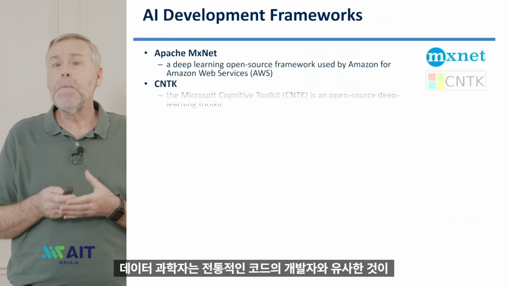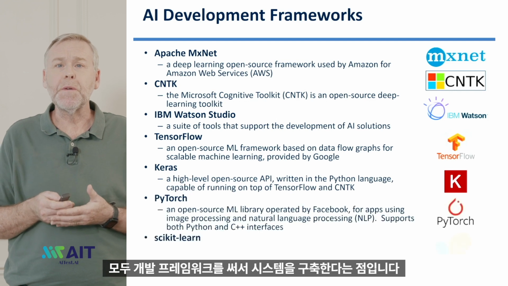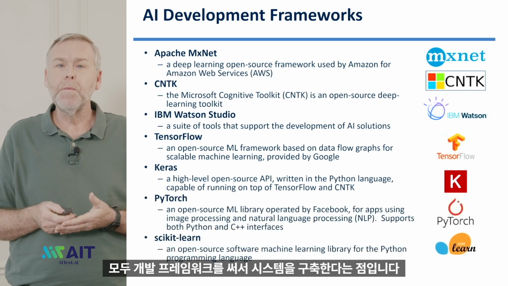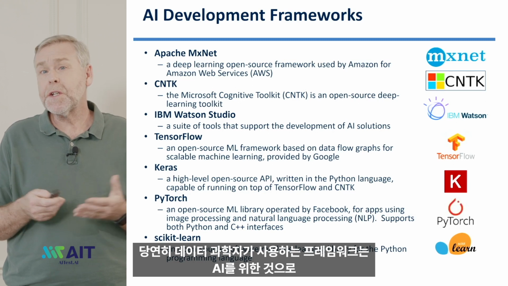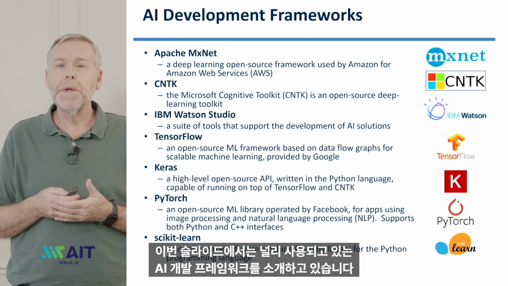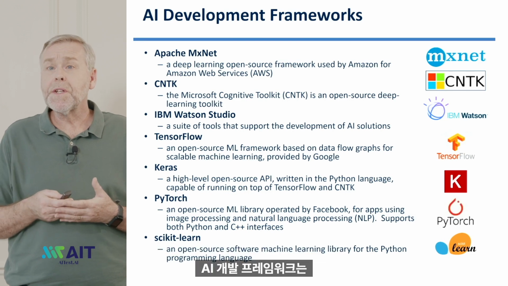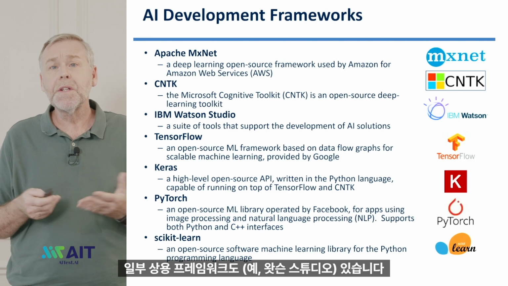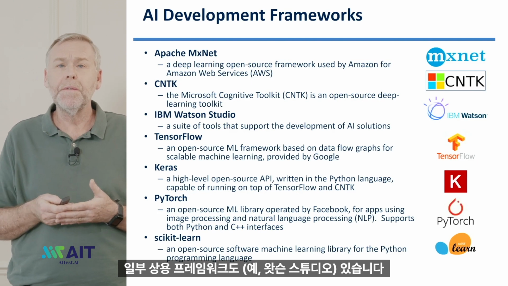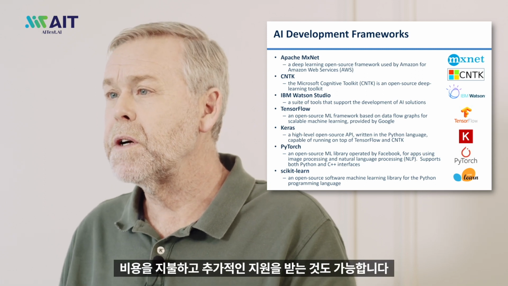Data scientists are much the same as the developers of conventional code, inasmuch as both build systems with support from development frameworks. Naturally, the frameworks used by data scientists are specific to AI, and on this slide we can see a selection of popular AI development frameworks. AI development frameworks are often open source, but there are also some commercial frameworks, such as IBM's Watson Studio. It is, of course, always possible to pay for additional support for the open source frameworks.